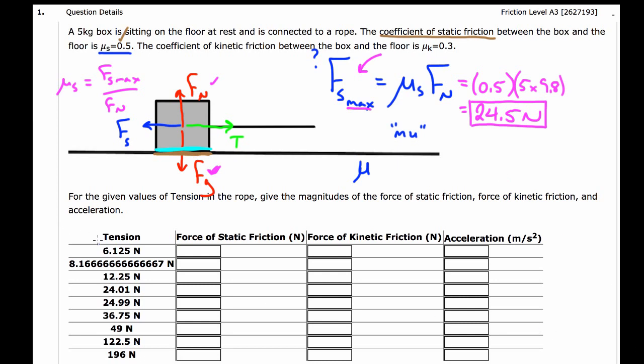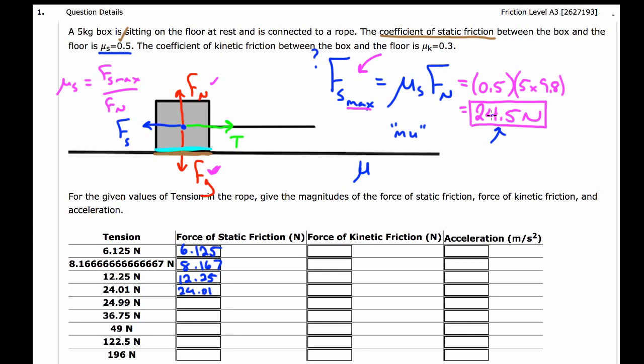So in other words, if I pull with 6.125, I know what happens. I haven't reached this value yet, so it's just gripping. And static friction is going to match whatever I do. So this would be 6.125. How about this one? Again, I'm not pulling at this level yet, so friction can oppose whatever I do, and it's just going to match whatever I do. So this would be 8.1. You don't have to write so many sixes. WebAssign got a little squirrely there. Sorry about that. How about 12.25? Still not at this level. The force of static friction is going to match whatever I do until I get to, let's see, 24.01. Still not strong enough.